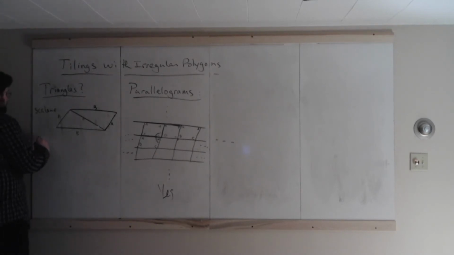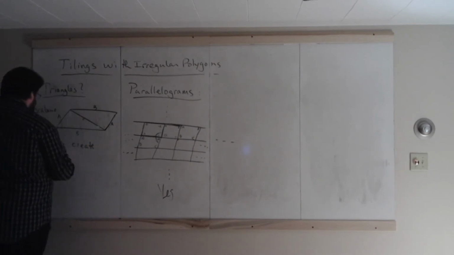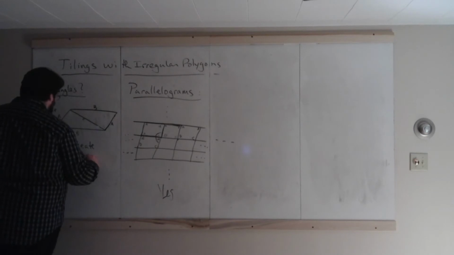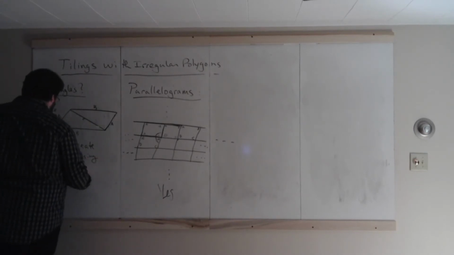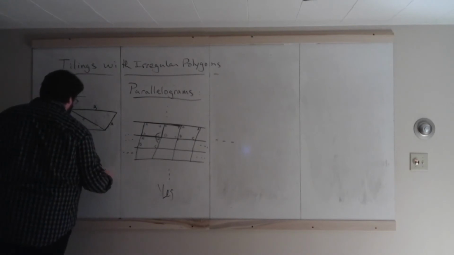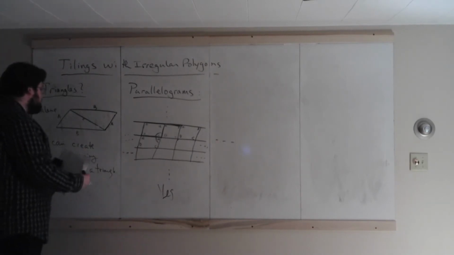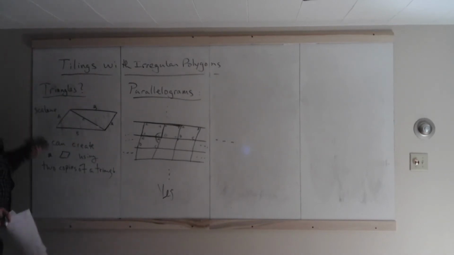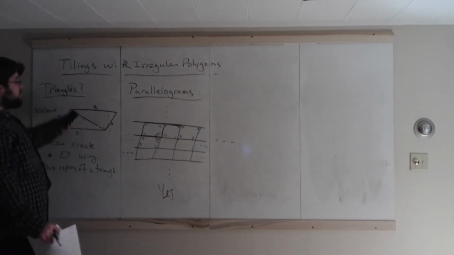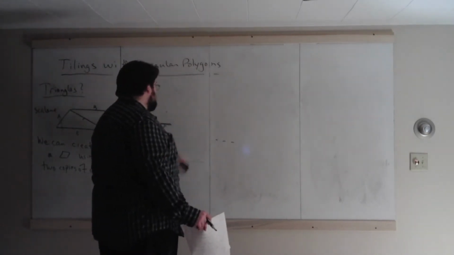So the observation: we can create a parallelogram using two copies of a triangle. And once you have a parallelogram formed by two copies of the triangle, you can use these to fill in two-dimensional space, just as we did here.